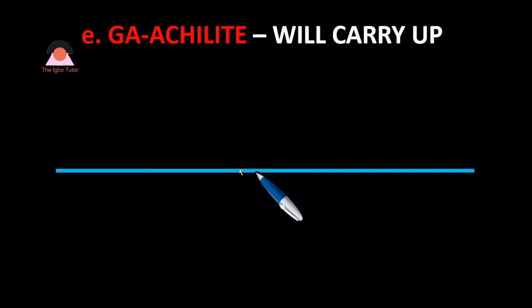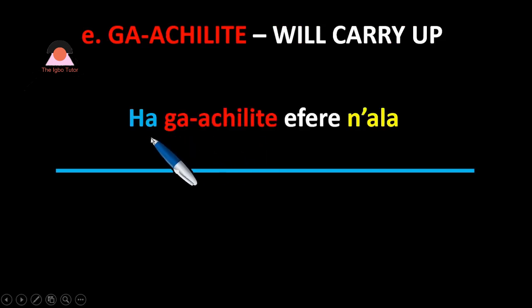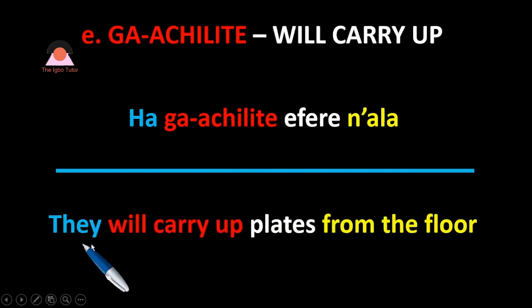Move on to next. Ga achilite, will carry up. Future tense. Look at the sentence example. Ha ga achilite efere n'ala. What does this mean? They will carry up plates from the floor or from the ground.